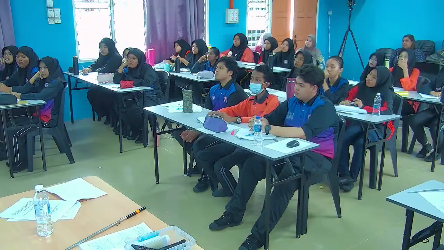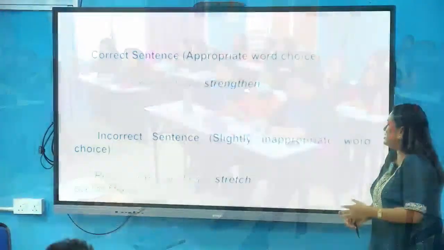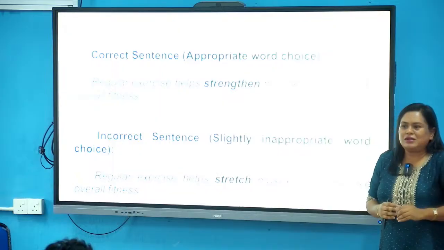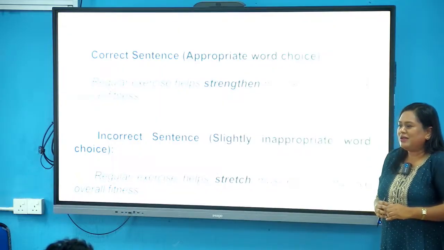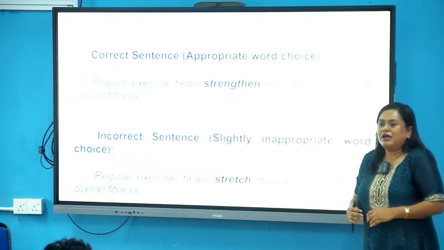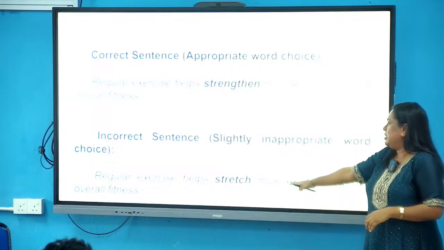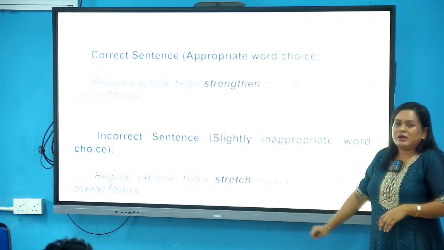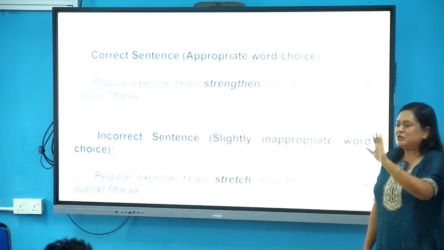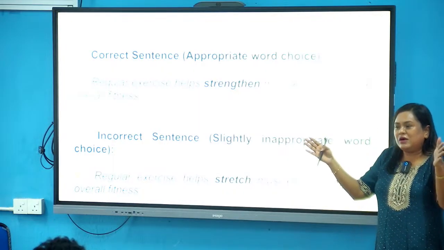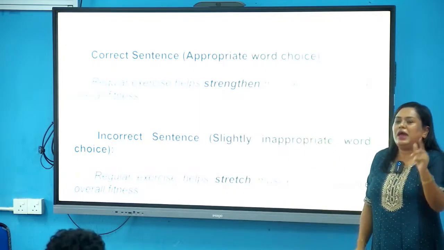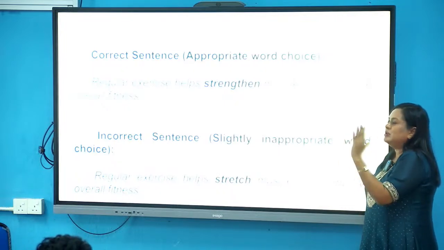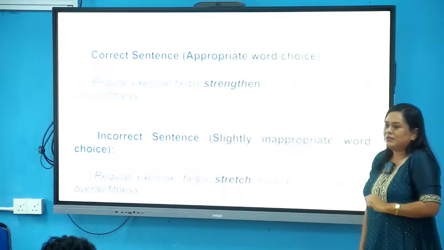Okay, like in the example given here, regular exercise helps stretch muscle. Can you stretch a muscle? What should it be? Strengthen the muscle. So it is the wrong choice of word here. Am I clear? So when it comes to vocab, try to widen your vocabulary range and make sure you use the correct word choice for the topic given.